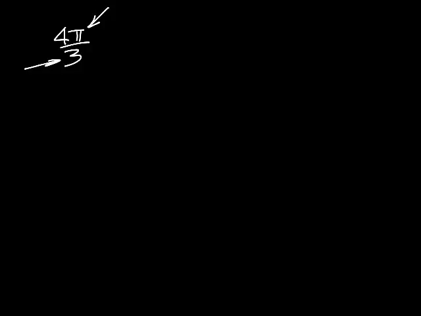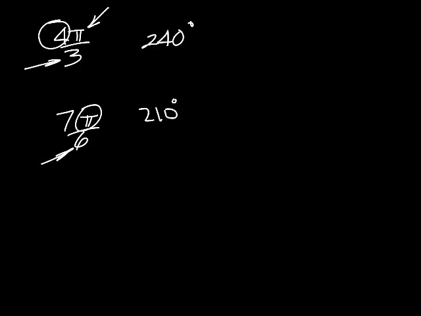There are 60. 60 times 4 is 240 degrees. So that's what that angle is. 4 pi over 3 is a 240-degree angle. If I had something like 7 pi over 6, how many 6's are in 180? There are 30. 30 times 7 is 210 degrees. So it's just so easy to convert these.